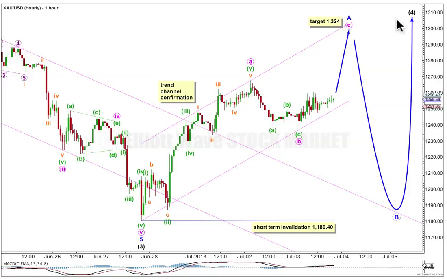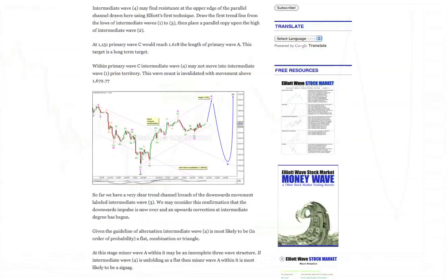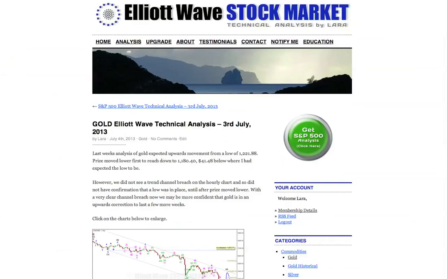There are at this stage several possible structures this fourth wave can take. I'm labelling it only as the most common possibility. Were I to give you a chart for each of those possibilities, it would just be too many.